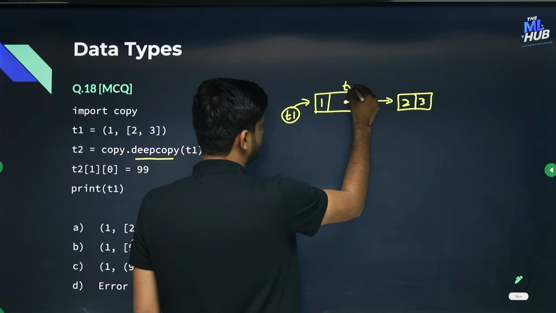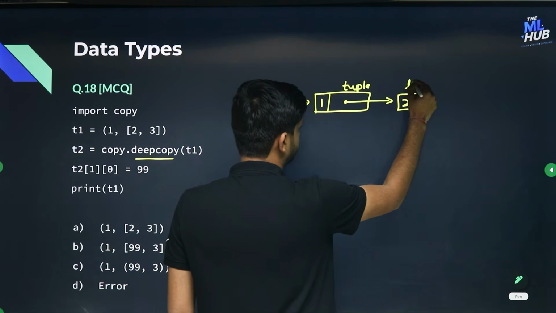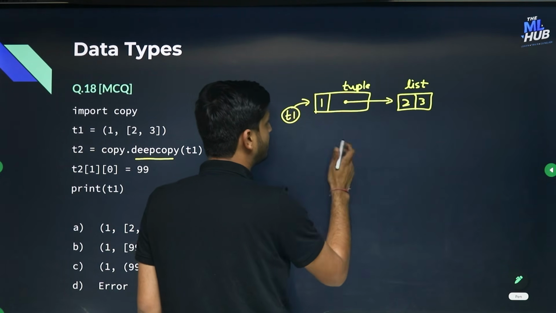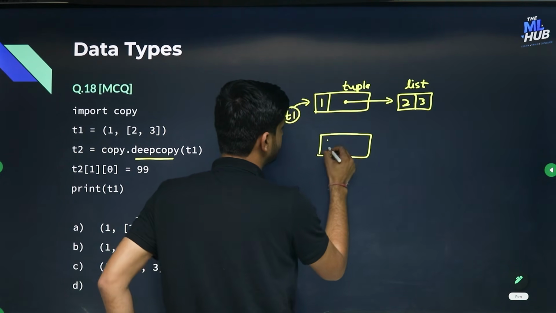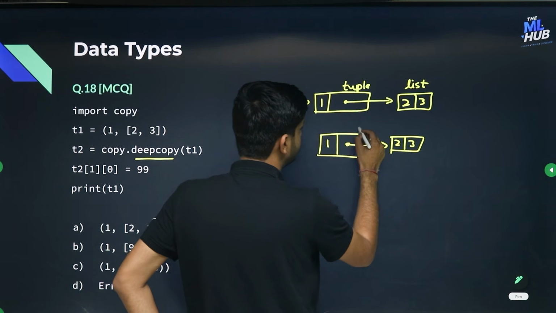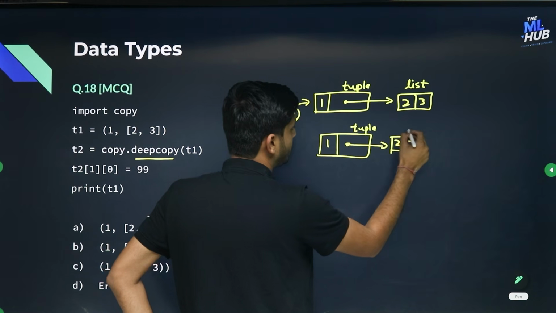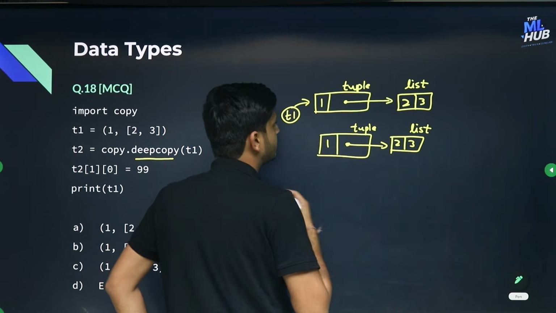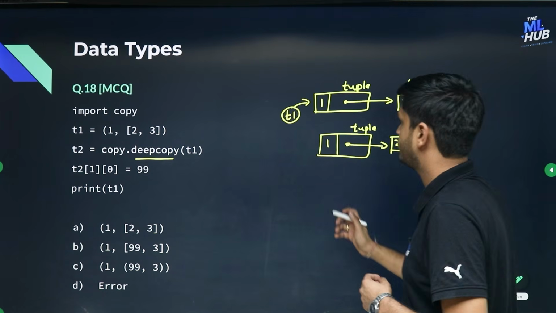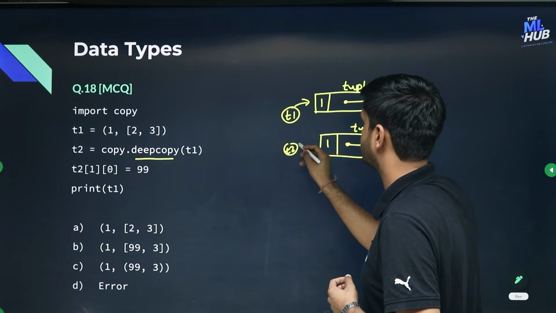It is a tuple and this is a list. And when you make a deep copy of it, a copy of the entire tuple and all the inner elements will be created. So 1 and then another pointer to another list will be created in memory. This will be a tuple and this will be a list. Okay, so this is how deep copy works. It will create a copy of everything. Now T2 will be pointing to this tuple here.